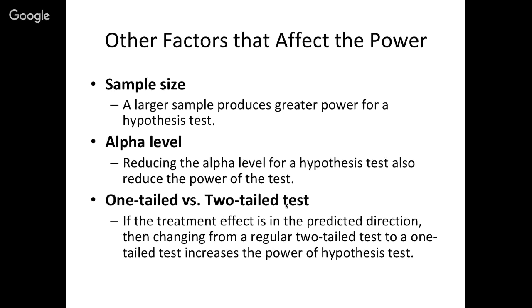So other factors that affect power: we have the sample size. A larger sample produces greater power for the hypothesis testing. And alpha level. Reducing the alpha level for a hypothesis test will reduce the power. And if the treatment effect is in the same direction as our prediction, then changing from a regular two-tailed test to a one-tailed test increases the power of hypothesis testing. Right? You have to remember the factors that will affect the power.